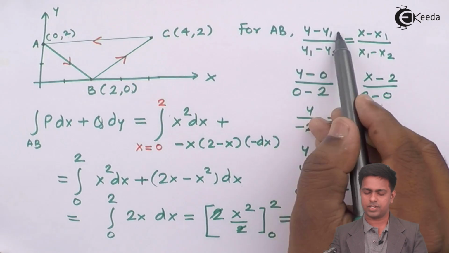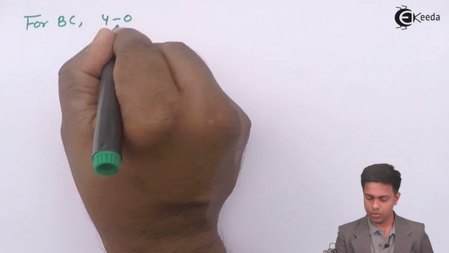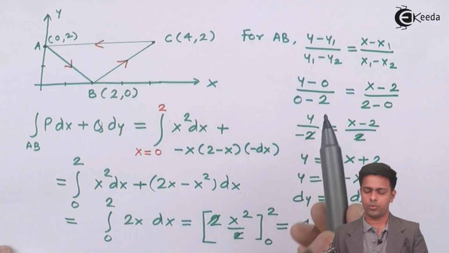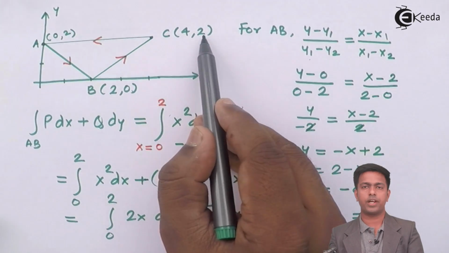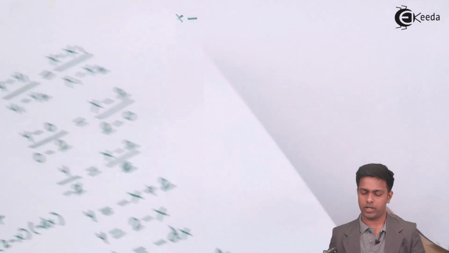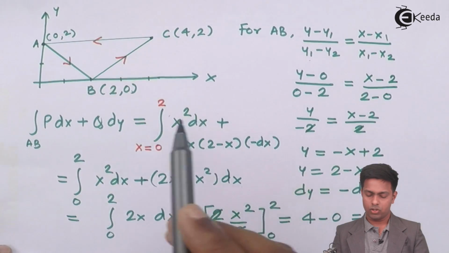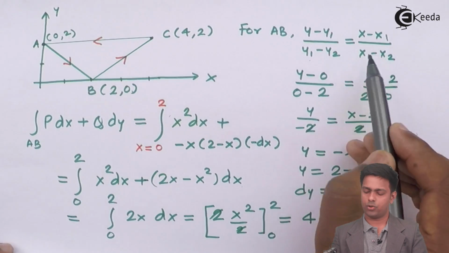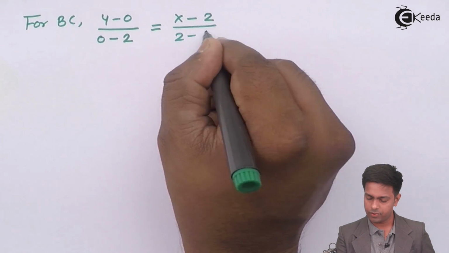So that will become y minus y1. So y1 is 0. So we'll get y minus 0 upon 0 minus, now here we require y2. So guys, y2 is 2 because this is x2 y2. So y2 is 2. Here we'll get 2 equal to x minus x1, so here we require x1. So x1 is 2 and x2 is 4. So we'll get 2 and 2 minus 4. So 2 upon 2 minus 4.